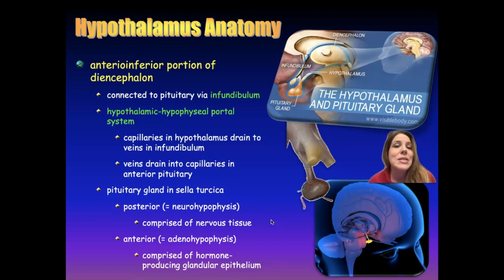And the hypothalamus is going to send its messages to the posterior pituitary through neurological activity, through electrical activity that is sent down the axons of its neurons, whereas it's going to communicate with the anterior pituitary through a capillary network, a venular network called the hypothalamic hypophyseal portal system.